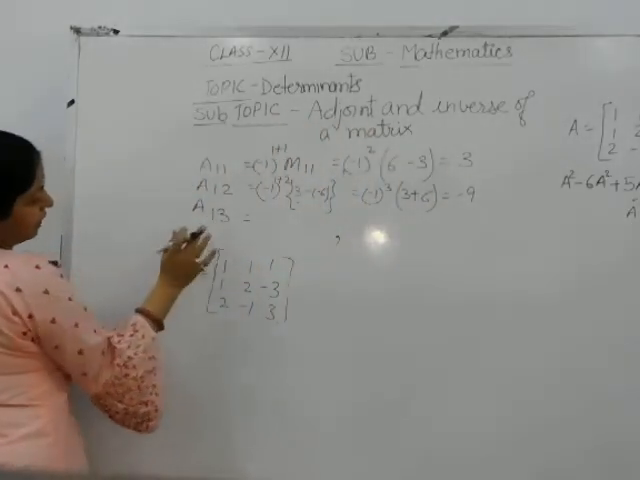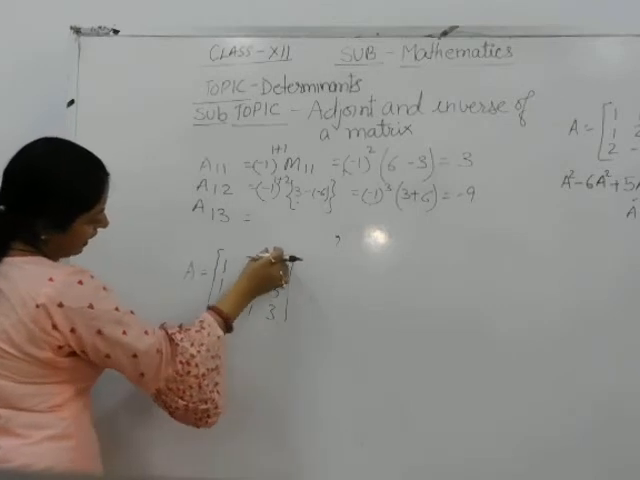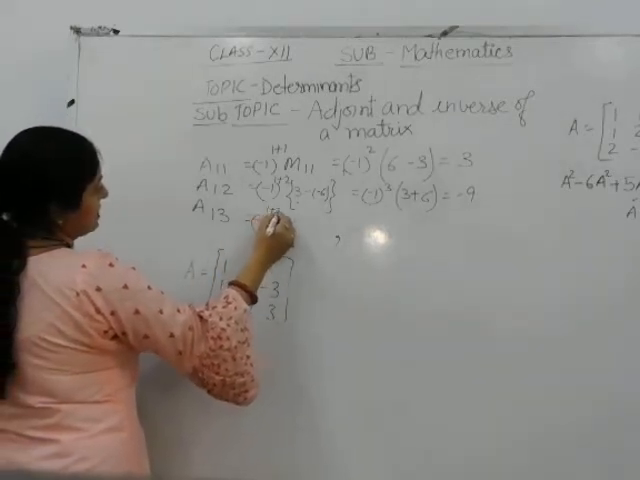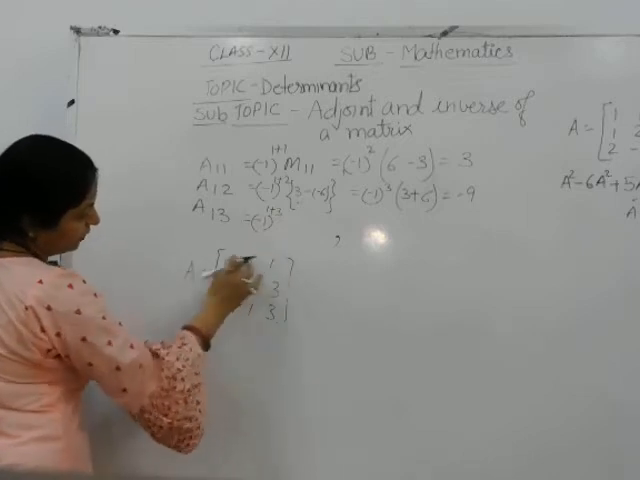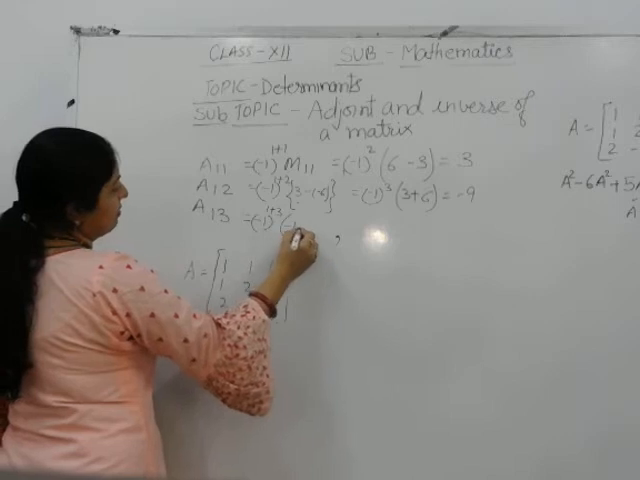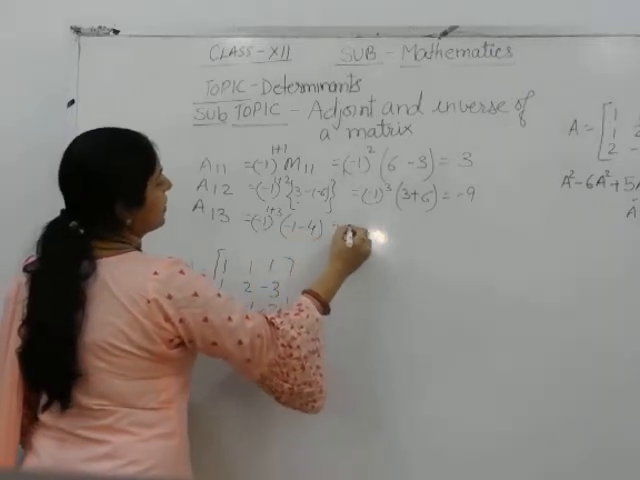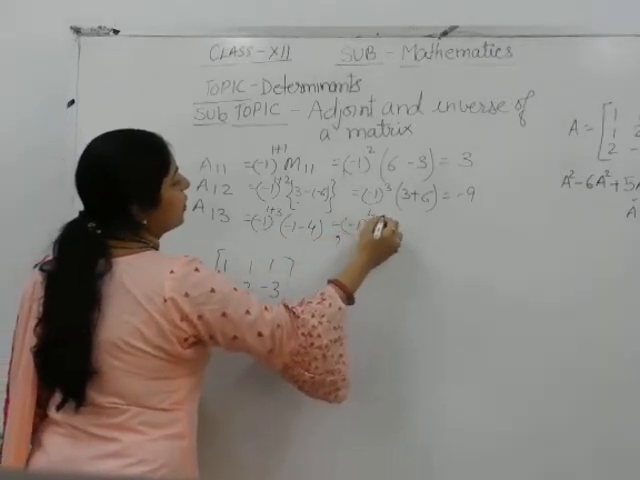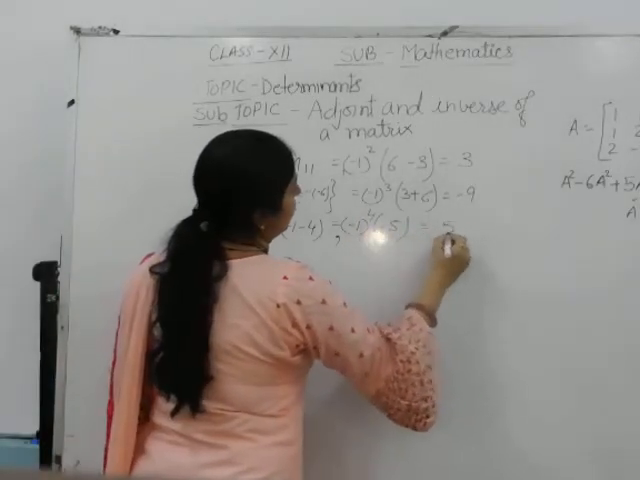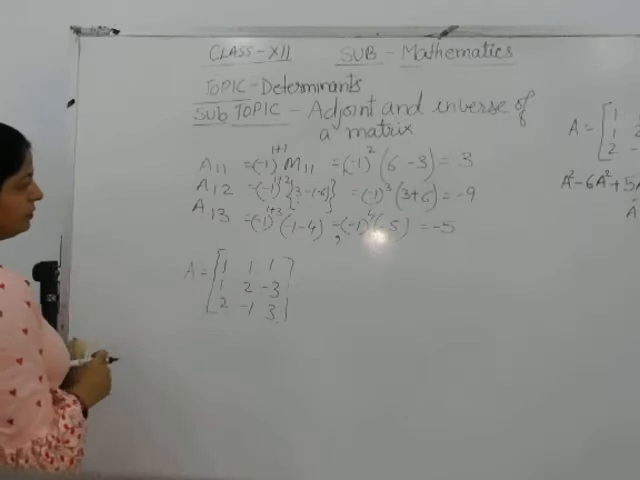So what about A13? Deleting the first row and third column. Minus 1 to the power 1 plus 3. First row this and third column this. This is minus 1 minus 4. So it is minus 1 to the power 4 and minus 5, which is minus 5.